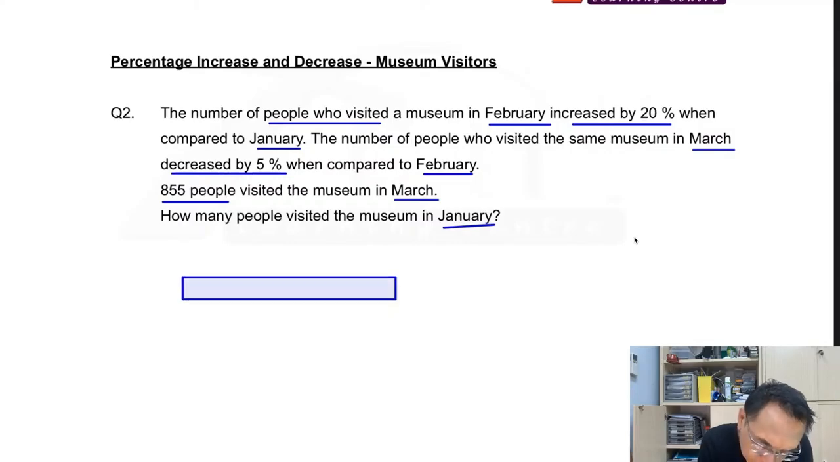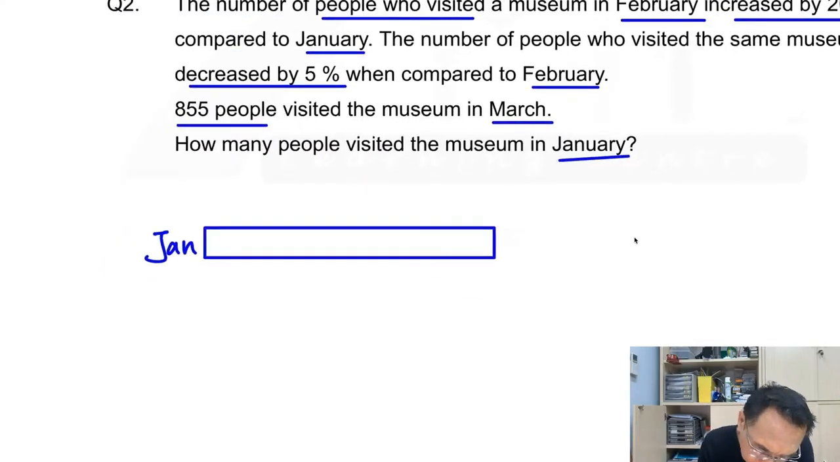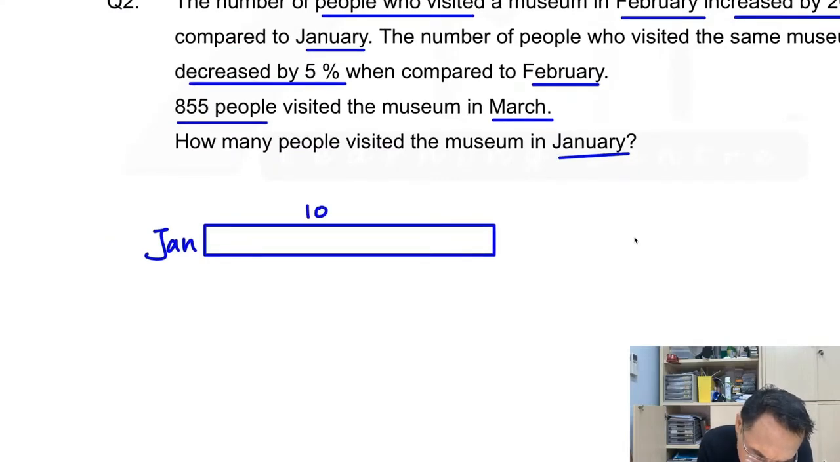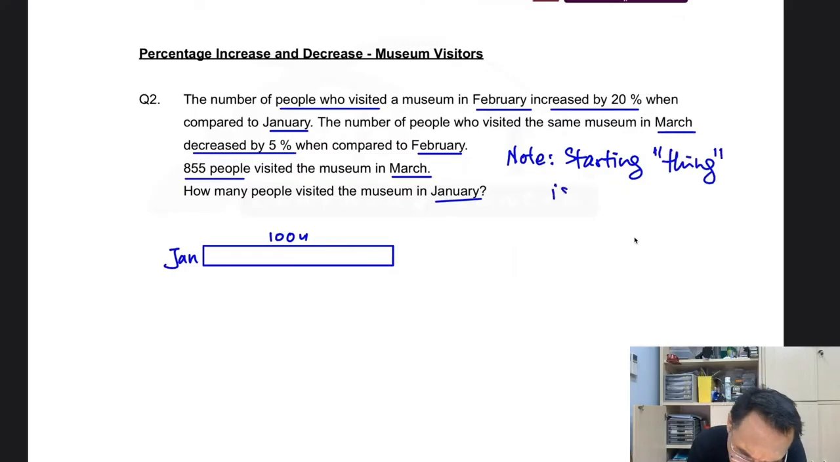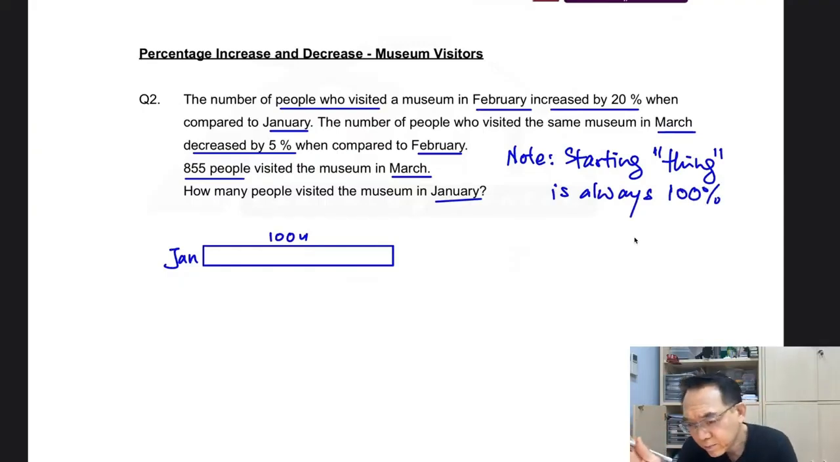And in my January model, you are going to write down here 100 units. Whatever is the starting point is 100 units. Okay, you may want to write that down. Note, starting thing, whatever that thing is, doesn't matter, is always 100%. And it's also the first model.